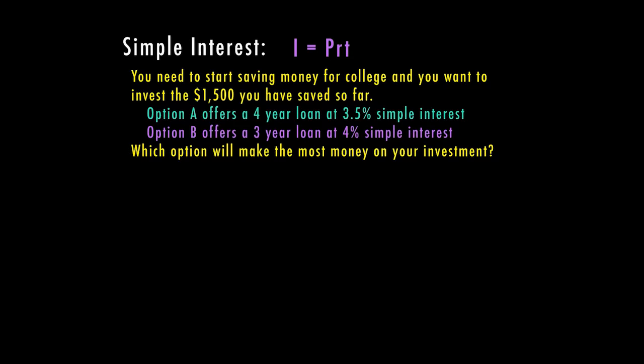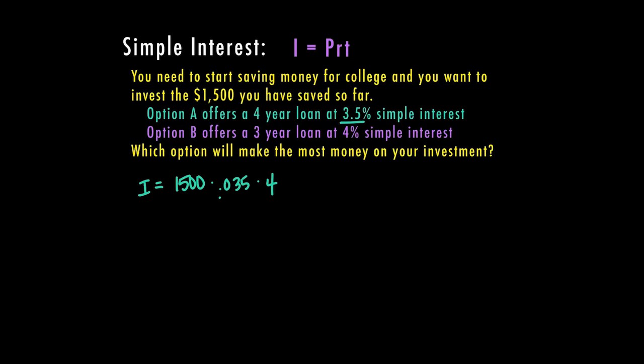So we're going to start with option A, and when I fill this in, I do need to find my interest again. My principal is $1,500. Again, that's the amount of money that you're either investing or borrowing. My rate is the percent as a decimal. So when I move my decimal over 2 places, it's going to be 0.035. And then I'm going to multiply that times 4 years. And since it's already in years, I don't have to change anything. So we're going to go ahead and solve this one.